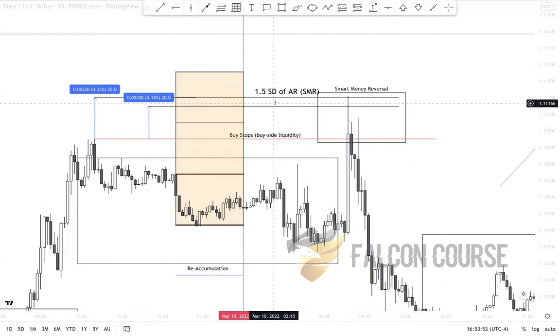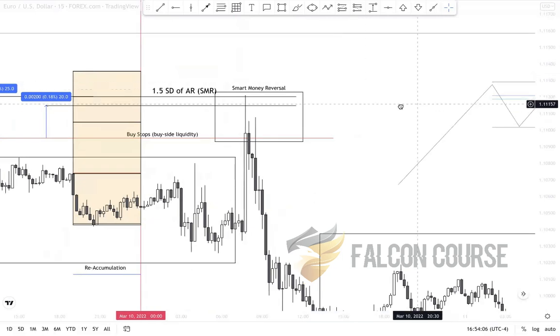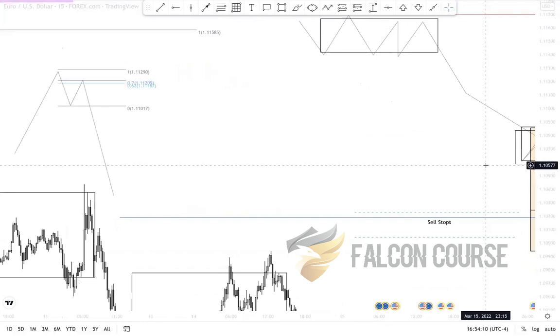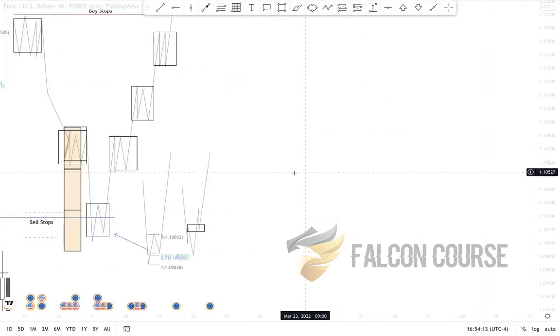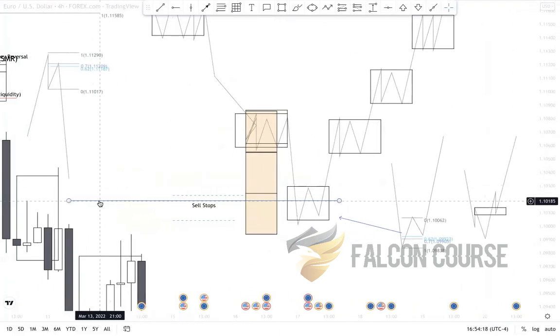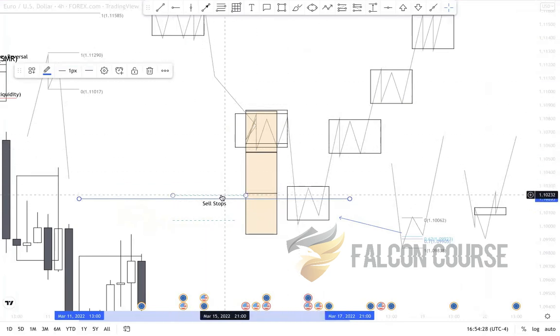We have a 20 pip sweep here. The market is meeting 1.5 standard deviation of the initial range. See that it's right there. And in this case, as I mentioned before, let's go back to the 4-hour. We can even have the standard deviations. We can have a sell stop sweep or a buy stop sweep. It doesn't matter if it's the opposite direction, I don't care. Same thing, just opposite direction.